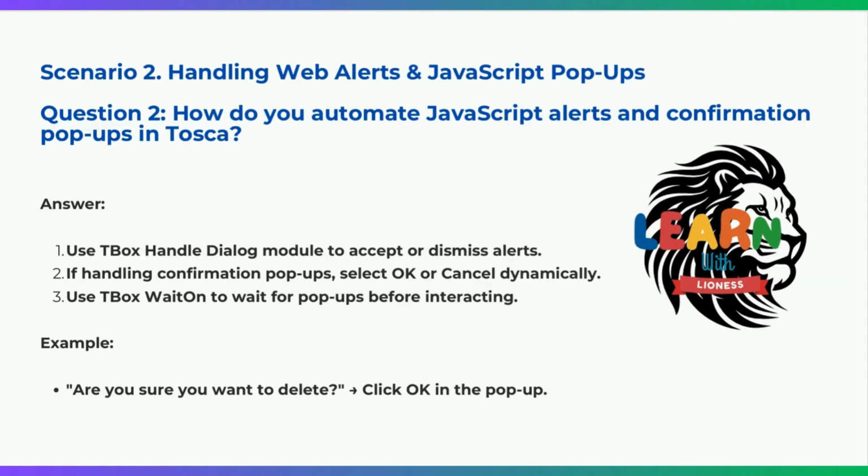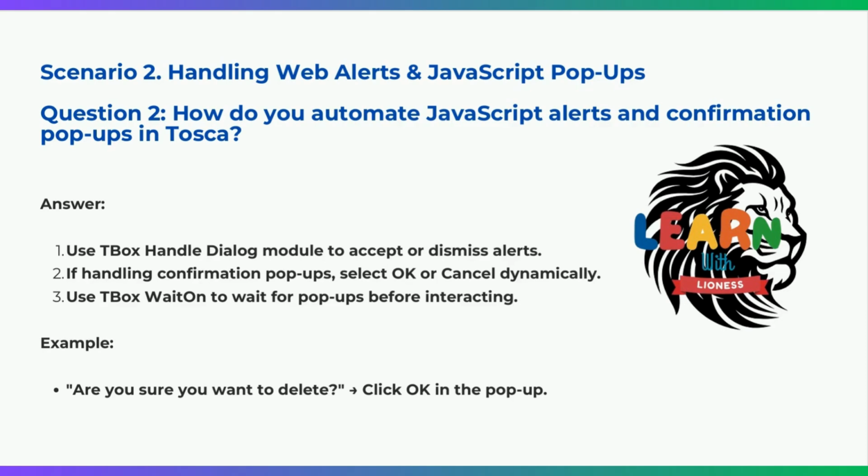Scenario 2. Handling web alerts and JavaScript pop-ups. Question 2. How do you automate JavaScript alerts and confirmation pop-ups in Tosca? Answer. 1. Use the TBox Handle Dialog module to accept or dismiss alerts. 2. If handling confirmation pop-ups, select OK or Cancel dynamically. 3. Use TBox WaitOn to wait for pop-ups before interacting.